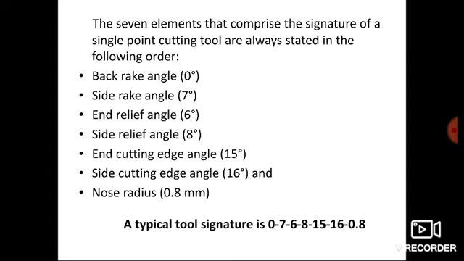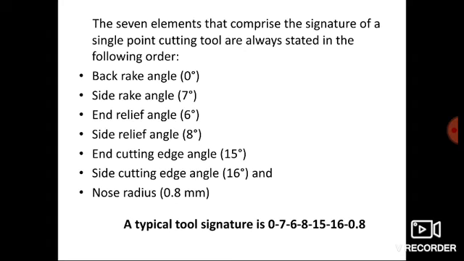0-7-6-8-15-16-0.8. Now each location has its own meaning. So first location is for back rake angle, which is here 0 degree. Second location is side rake angle, which is 7 degree here. Third location is for end relief angle, which is 6 degree here. Fourth location is side relief angle, which is 8 degree here.